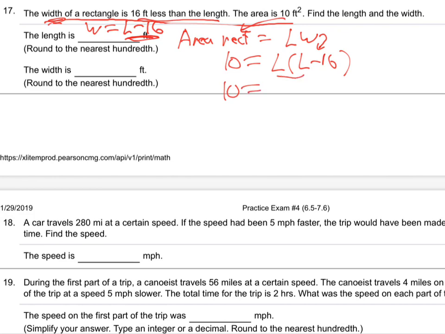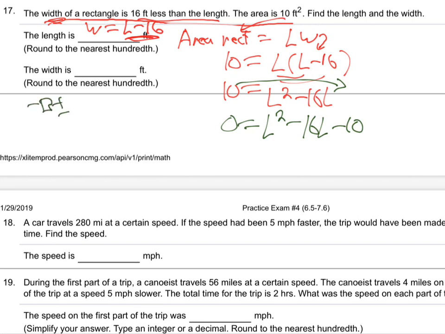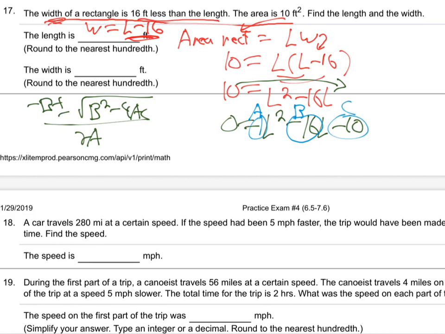So now distribute: L squared minus 16L. Now, what do we do when we got L squared? You know, get a 0, jump this 10 over. Like that. And now, you can try to factor that. It won't factor. We're going to need to do the quadratic formula. So remember the negative b plus or minus square root b squared minus 4ac all over 2a. So here we go. A is 1, b is minus 16, c is minus 10.